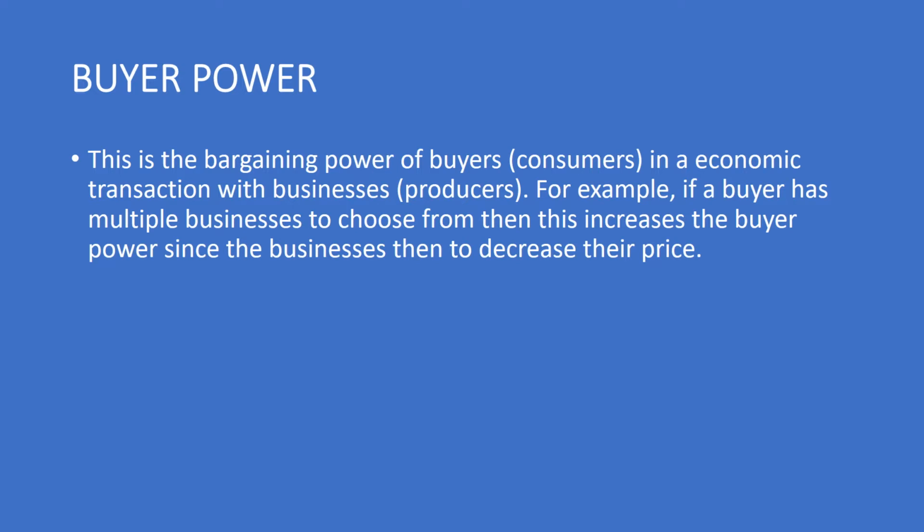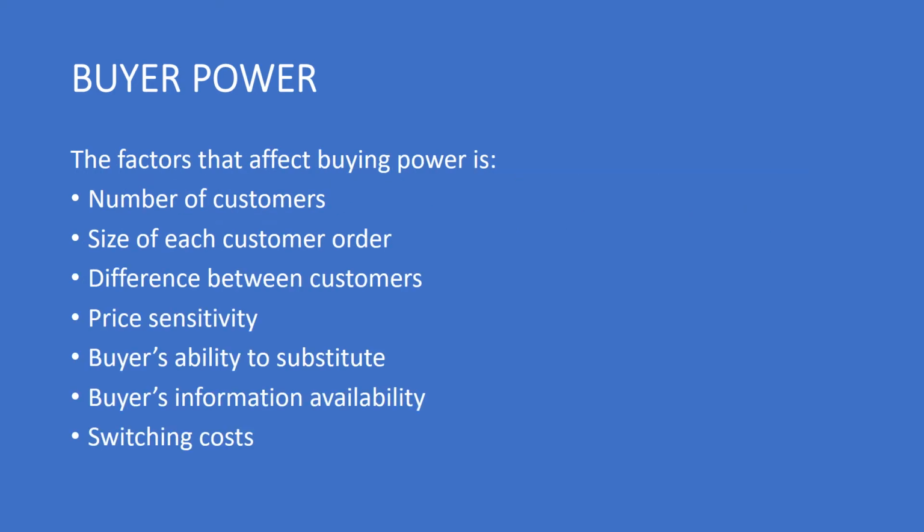The buyer power is the bargaining power of buyers, aka consumers, in an economic transaction with businesses, aka producers. For example, if a buyer has multiple businesses to choose from, then this increases the buyer power of the consumer, since at least one business will decrease their price to increase demand, forcing the other businesses to follow suit.